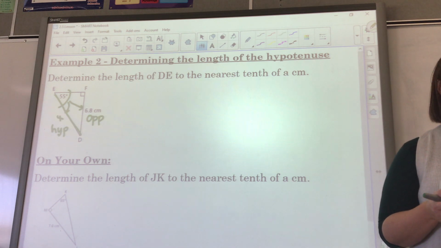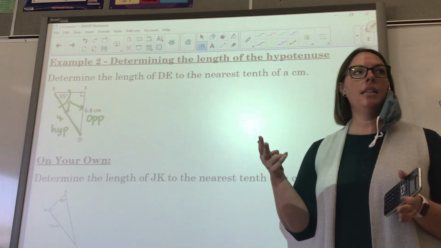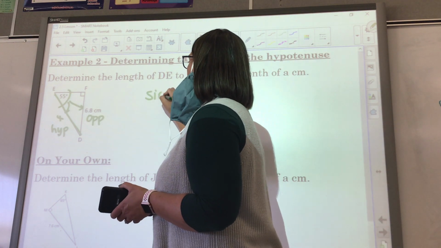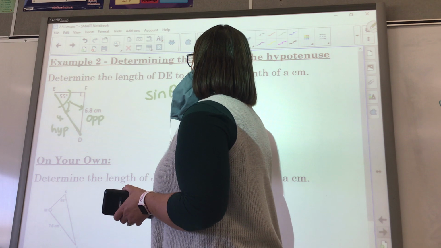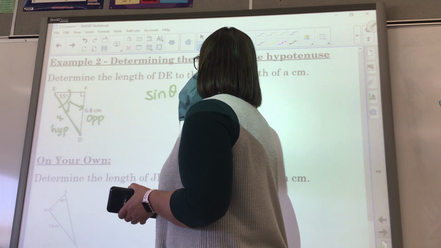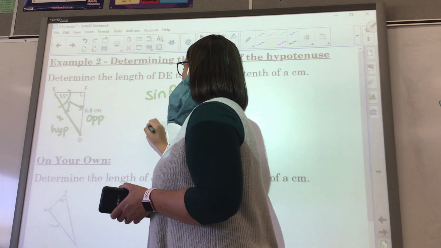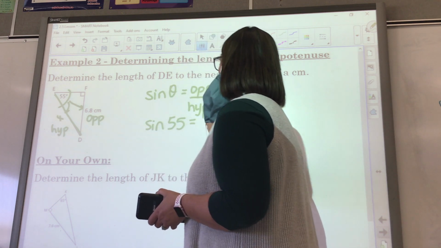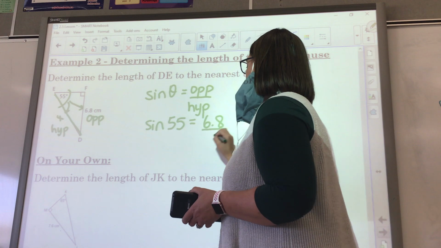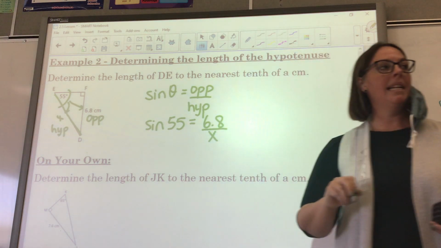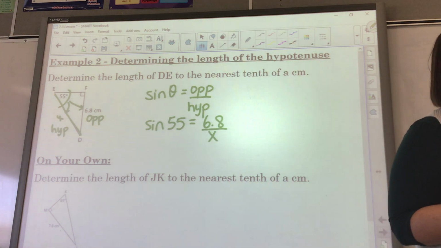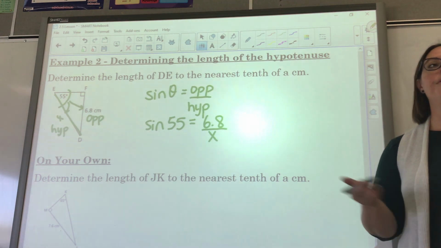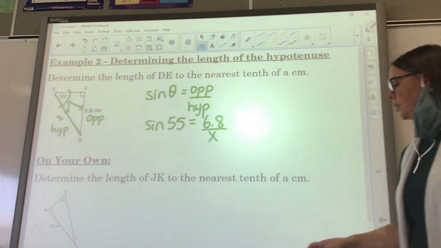Okay? Once you know what side relationships you're dealing with, you figure out what trig function you have to use. Opposite and hypotenuse is sine. So, sine of our angle is opposite over hypotenuse. Our angle is 55. Opposite is 6.8. And this time, it's the hypotenuse we don't know. Okay? We've done this before. We did this in the tan section.